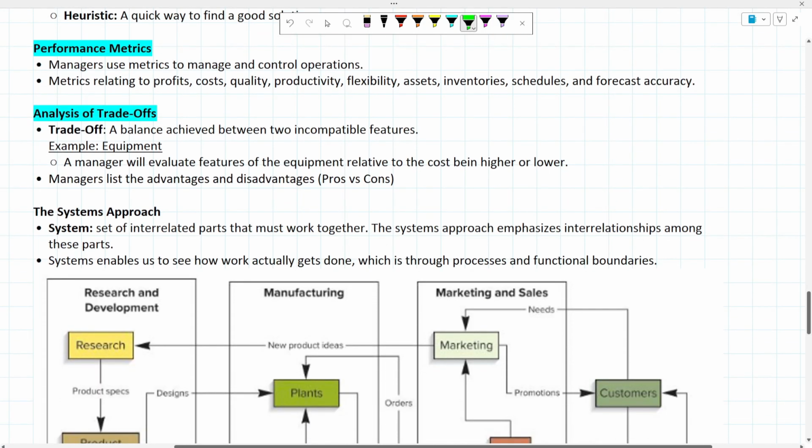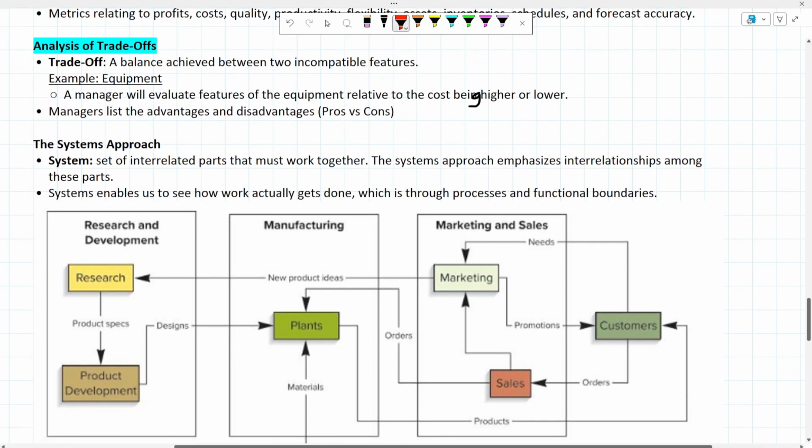So analysis of trade-offs. A trade-off is a balance achieved between two incompatible features. An example of this is equipment. A manager will evaluate features of the equipment relative to the cost being higher or lower. I'm just missing a G here, so let me write that. So being higher or lower, managers list the advantages and disadvantages, the pros and cons, when they're picking the trade-off of an equipment, let's say. So the systems approach.